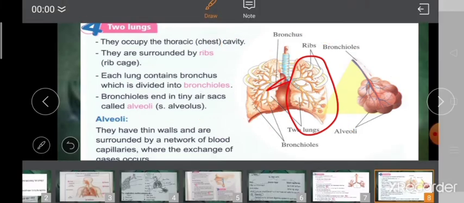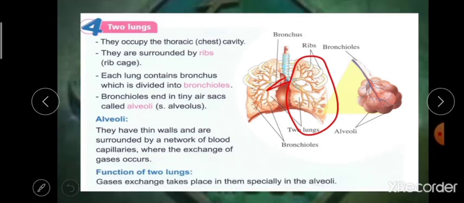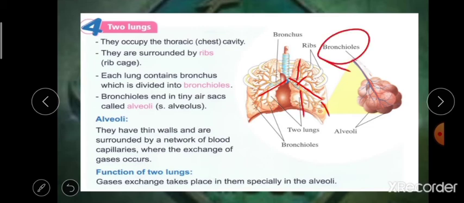divided into two tubes called bronchi. Each bronchus divided into small tubes called bronchioles. Each bronchiole ends with tiny air sacs or air bags called alveoli. Okay, these alveoli are surrounded with blood capillaries. The blue and red inside this figure are called blood capillaries.